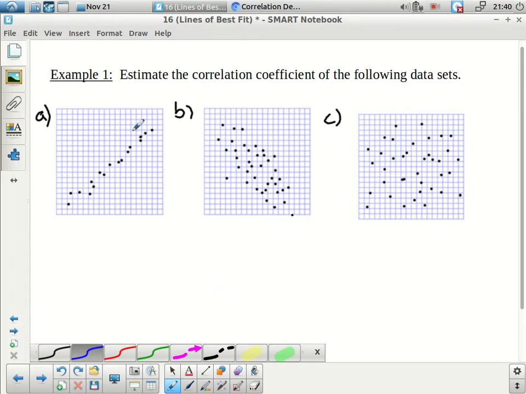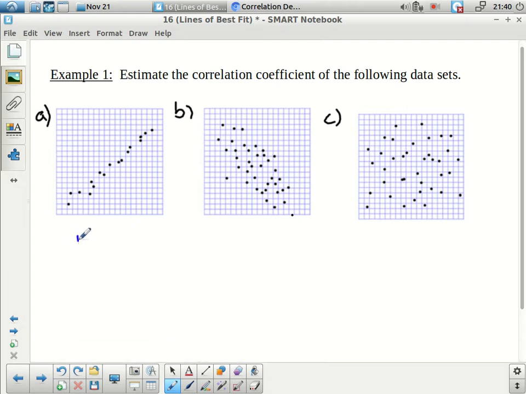All right, so if you're back, hopefully for the first one, this is pretty strong. You may have decided to go with R is like 0.8 or 0.9. Maybe even 0.95. It's pretty much right on with a straight line there. I'll just draw that as well. They're really, really close, so the R value should be very close to 1.